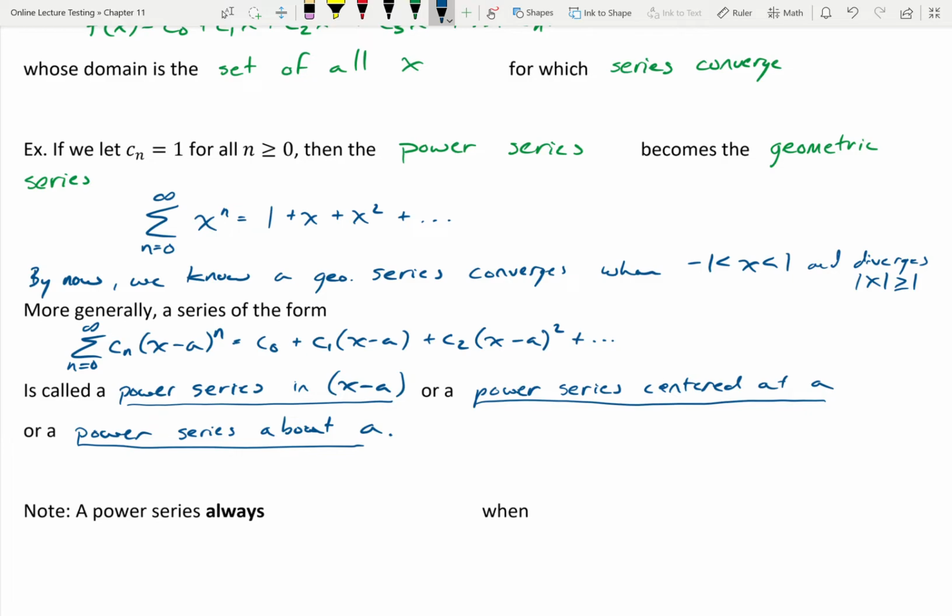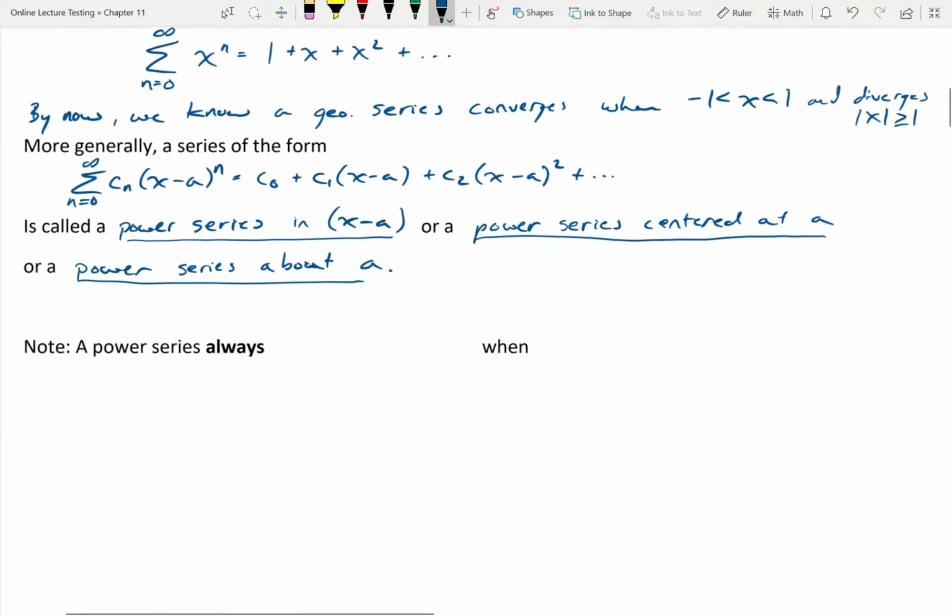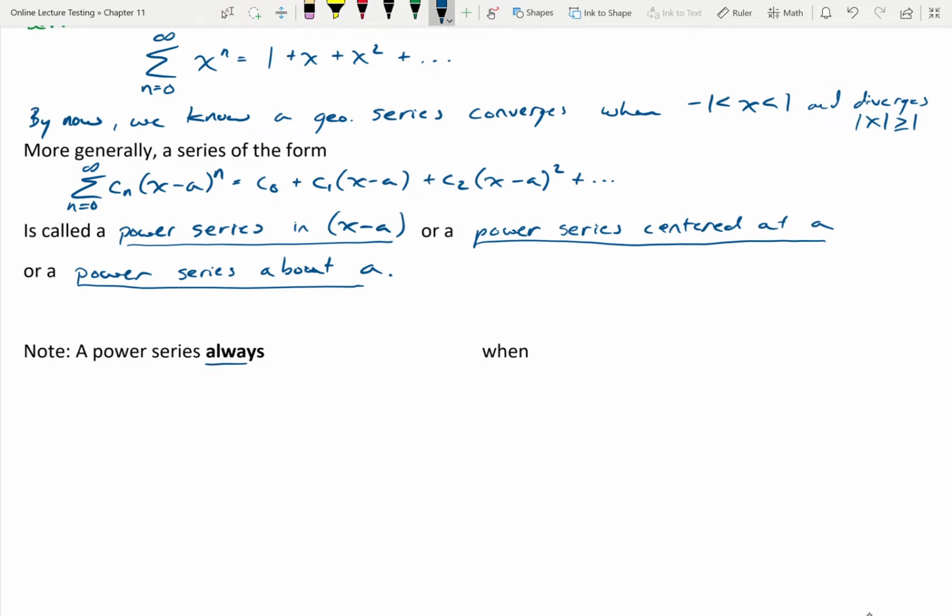But one interesting fact about here is we will always know if this series converges at a particular value. And in fact, a power series always converges when x is equal to a. Because think about it, if I plug in x is equal to a into this equation, I'm going to get 0 out. And so a series of the summation of 0, that's going to be 0. So we know that it converges.